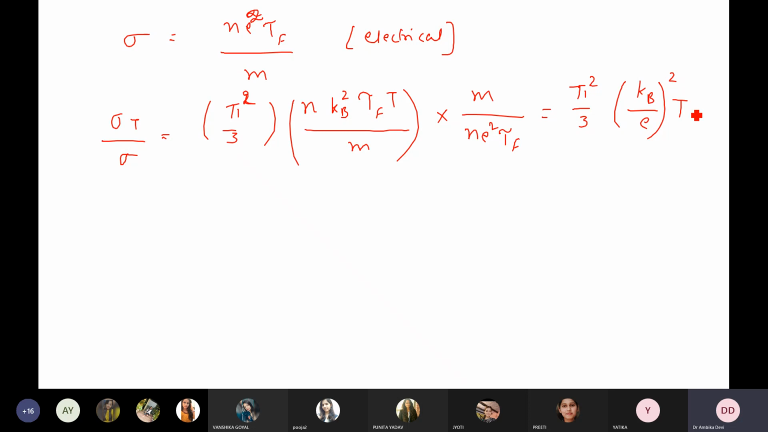When you studied free electron theory, you might have studied the Wiedemann-Franz law. Wiedemann-Franz law states that the ratio of the thermal to electrical conductivity is directly proportional to temperature, right? So we have proved that the ratio of thermal to electrical conductivity is proportional to temperature, means sigma t on sigma is proportional to temperature.